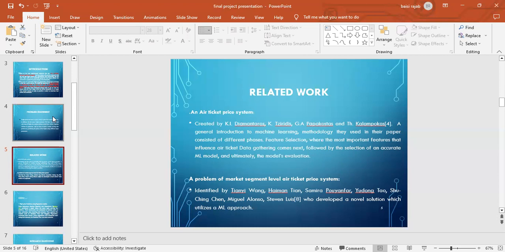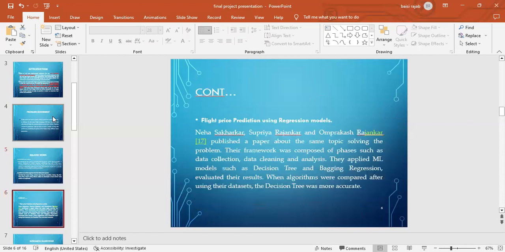Another journal is on the problem of market segment air ticket price system. This one is by Tian Wang. For him, he also used a machine learning algorithm, the random tree regressor. Now, for the flight price prediction, all of them used regression models, and even this one used a regression model, but he used the decision tree, whereby his model was in terms of levels.